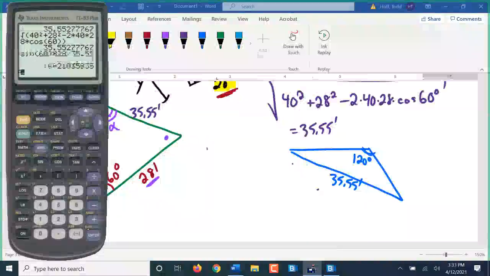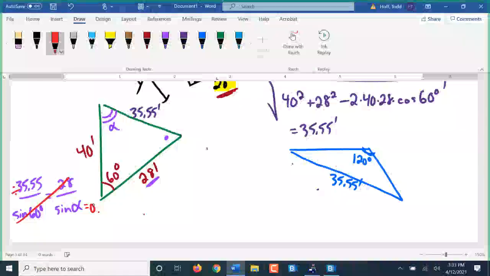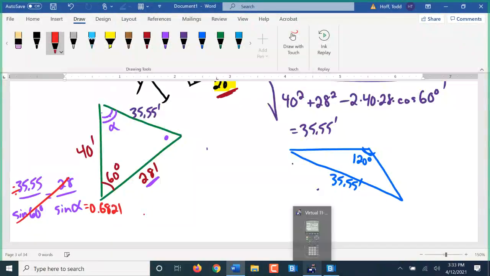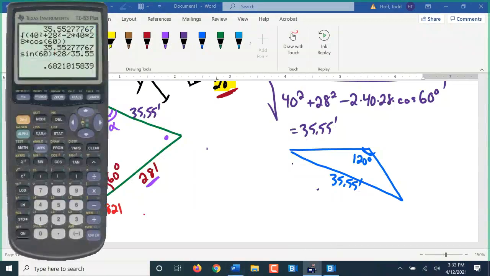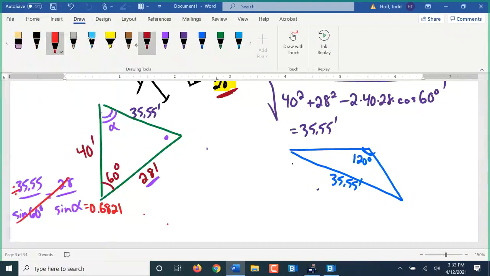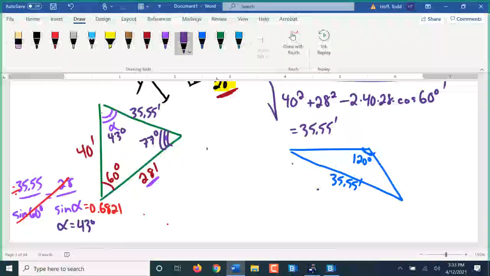60 times 28 divided by 35.55 gives me 0.6821. That's the sine of that angle, so I do the inverse sine. 43 degrees on the dot. Alpha is 43 degrees there. Now I know a bunch of things. First of all, I know this angle here is 180 minus 60, 77 degrees.